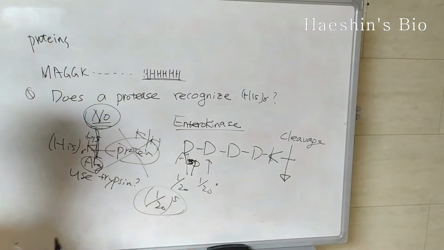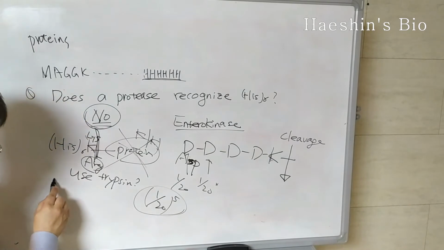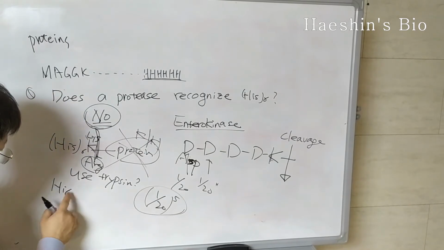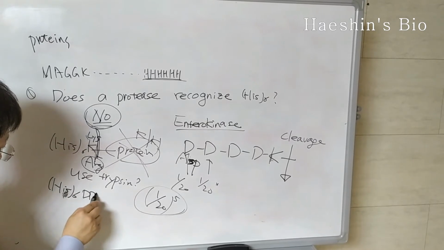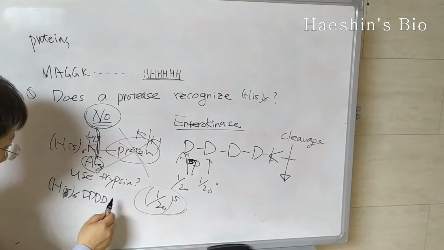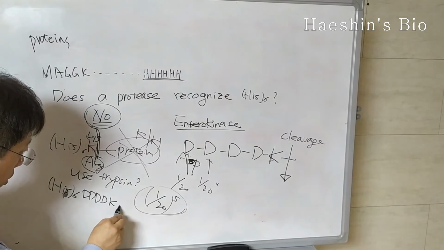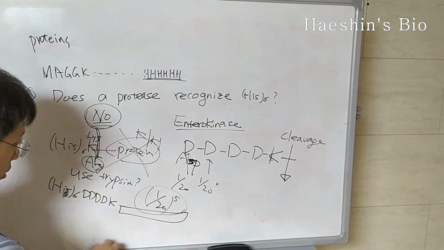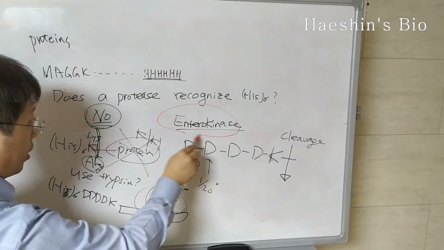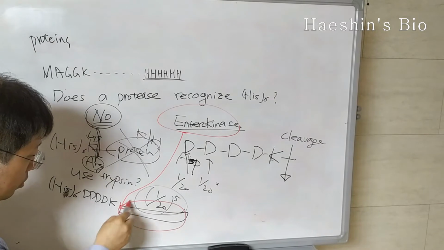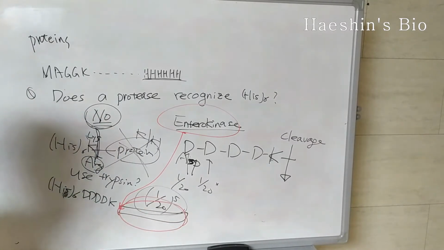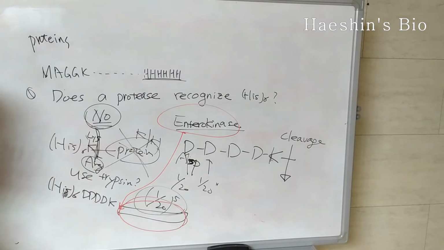So then, how do you design this? Now we have a histidine 6, and then 4 aspartate, and then lysine, and then the protein that you want to purify. So this enterokinase comes into play, and they cleave here. So now you end up with the protein that you want to purify.